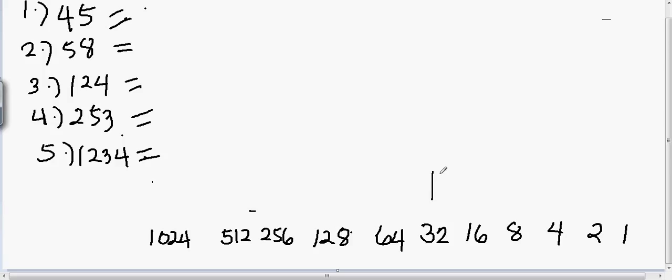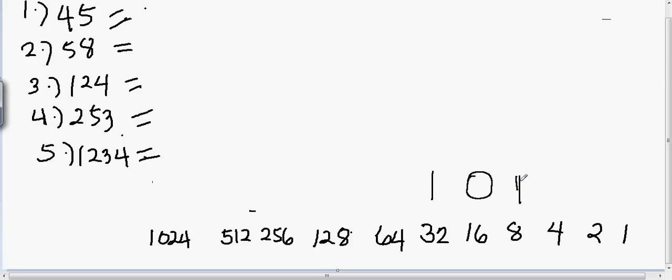Okay, and then what number could we add to 32 so we could get 45? If we add 16 to 32, we will get more than 45. So we cannot use 16, and let's mark this 0. Alright, next is the number 8. Could we add 8 to 32? Yes, because 32 plus 8 equals 40. So let's mark it 1.